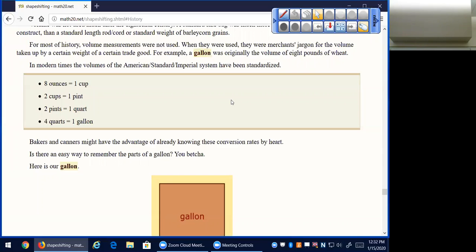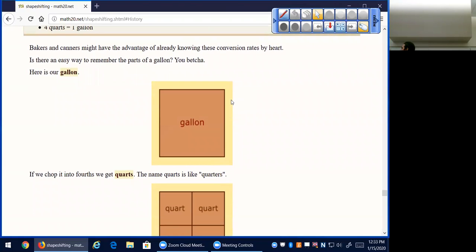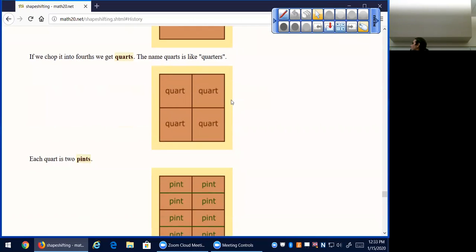And then the other thing that people sometimes need to memorize is the cooking units, if you're not someone who has used them a bunch yourself. Other people know these already, and that's great too. So 8 ounces is a cup, 2 cups is a pint, 2 pints is a quart, and 4 quarts is a gallon. The way to remember these is with a cute picture. So we take our gallon and draw it like a box. Imagine this is like a fish tank that holds a gallon or something like that. If we chop it into 4 pieces, we get quarts. Why are they named quarts? Because they're quarters. So 4 quarts in a gallon.